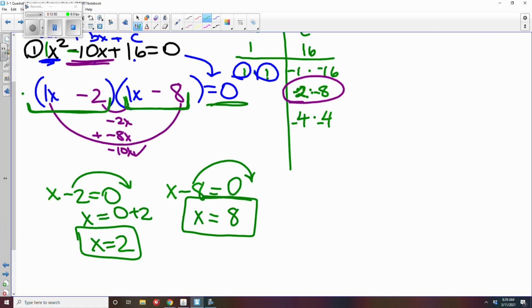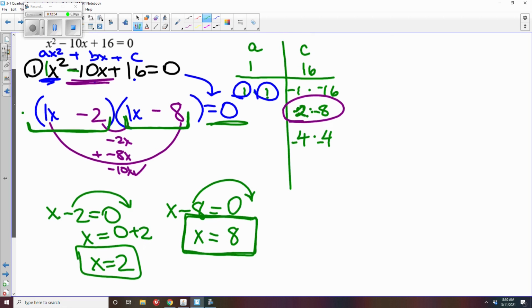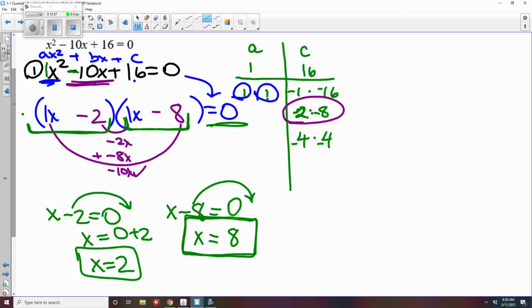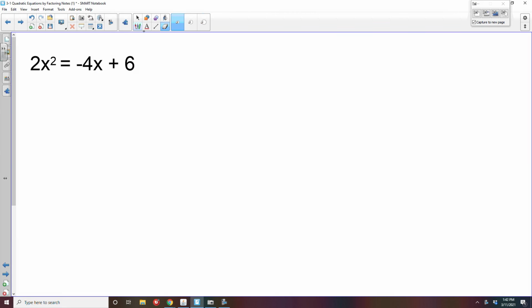And this trinomial has 2 solutions. I'm sorry, this quadratic equation that was a trinomial has 2 solutions. Our 2 solutions are 2 and 8. Because that means if you substitute either of those values in here, you end up with 0 whenever you go back and substitute it in. So our example 2 here will be 2x squared equals negative 4x plus 6.